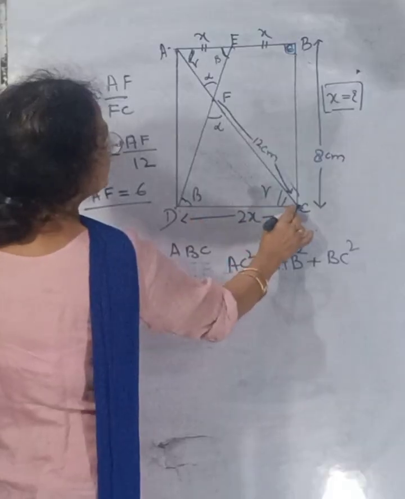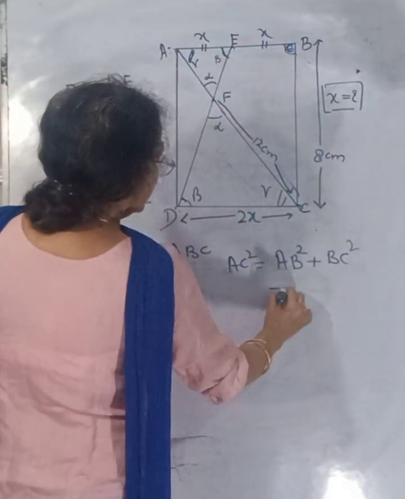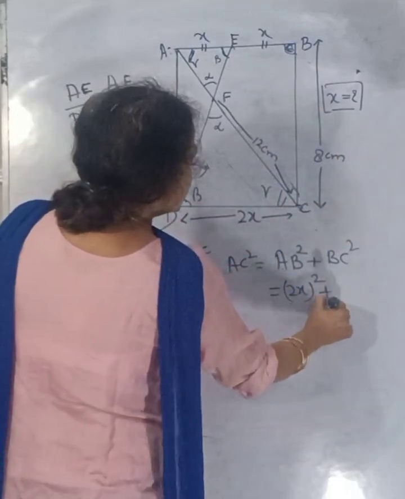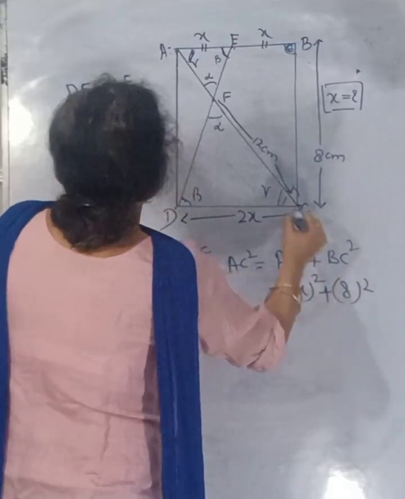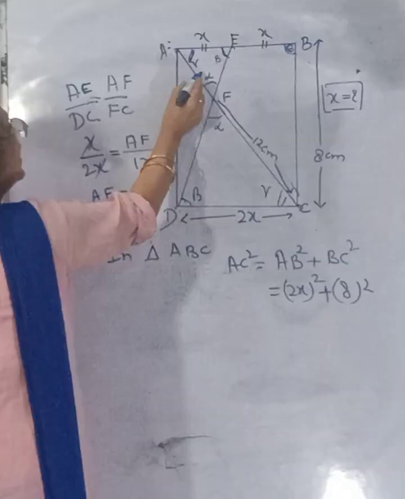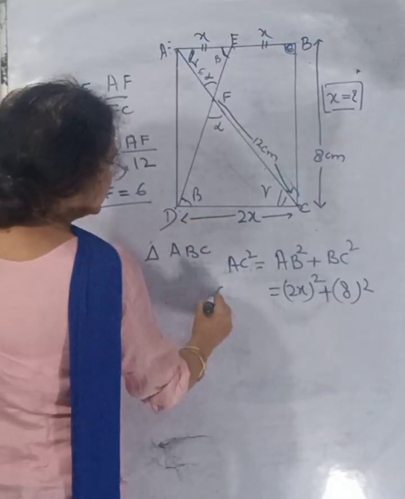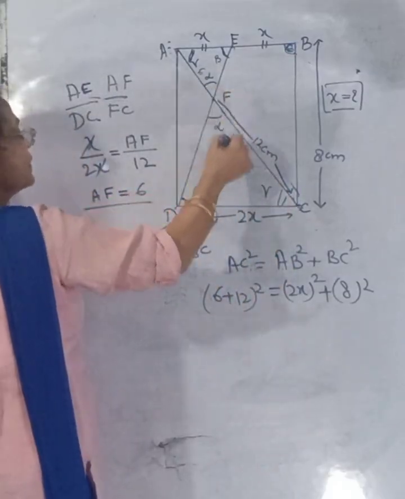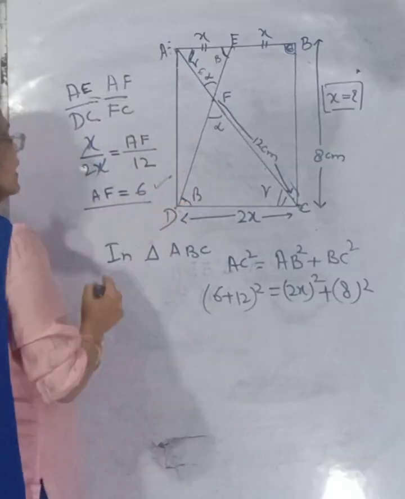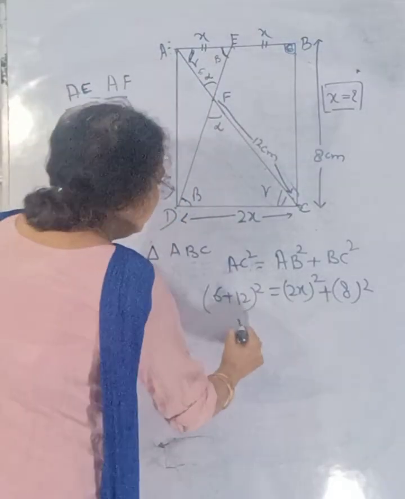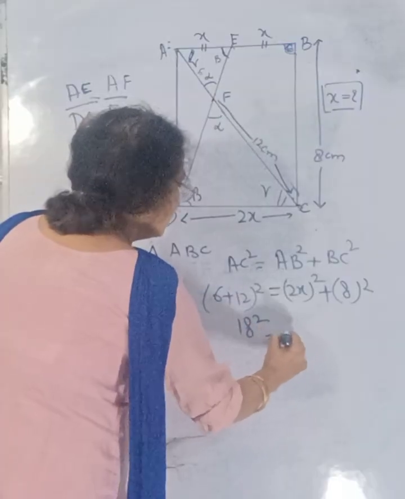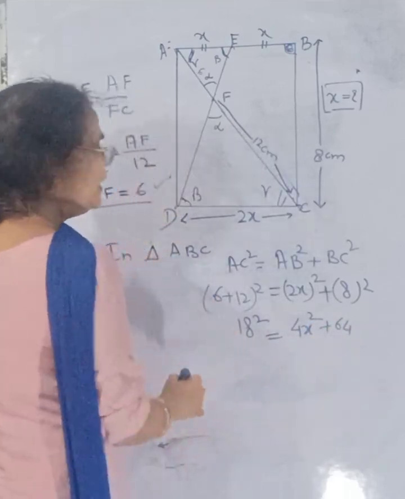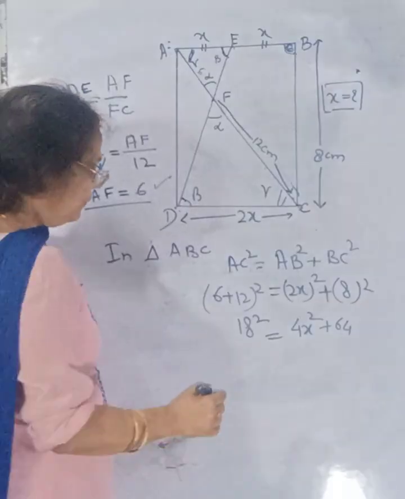AB is known to us as 2x, so it means 2x whole square, plus BC is already given to us as 8, so 8 square. AC we have found: this is 6 plus 12, because this was 12 already given to us, and we have already calculated AF as 6. So 18 square will be equal to 4x square plus 64. 18 square is equal to 324.